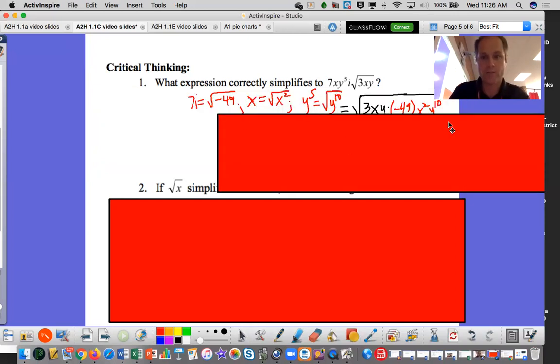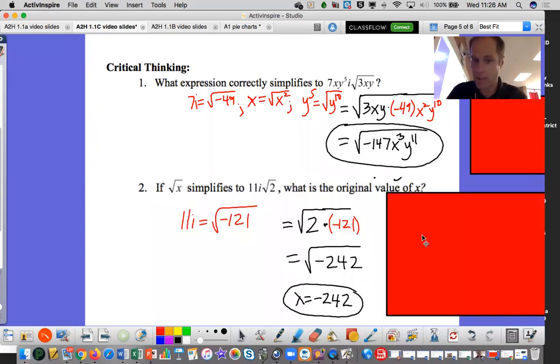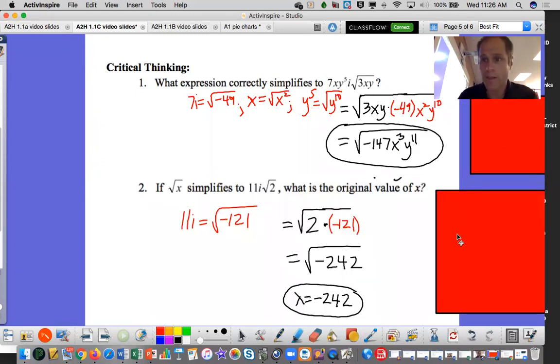Here are the answers. If you didn't pause it, pause it. Don't peek. Check your work. Hopefully you're able to get them. And if you couldn't, I have some other slides here that we can do in class when you come back in person that we can go over.